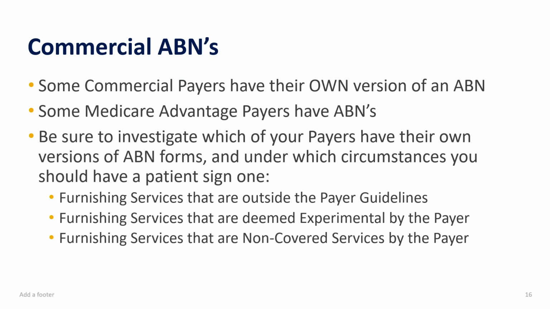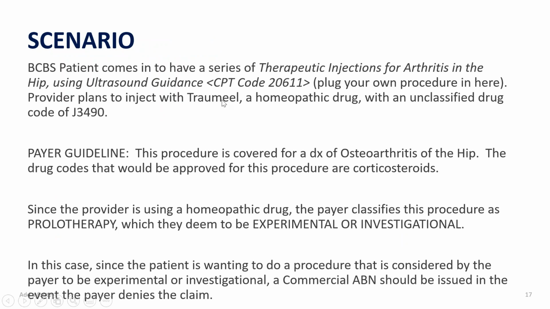Most of the time you're going to have a patient sign a commercial ABN if you're furnishing services that are outside of the payer guidelines or the medical policy for that particular medical service, furnishing services that are deemed experimental by the payer, or furnishing services that are non-covered services by the payer. So let's look at this scenario. The Blue Cross Blue Shield patient comes in to have a series of therapeutic injections for arthritis in the hip using ultrasound guidance. The provider plans to inject with Traumeel, a homeopathic drug with an unclassified drug code of J3490.